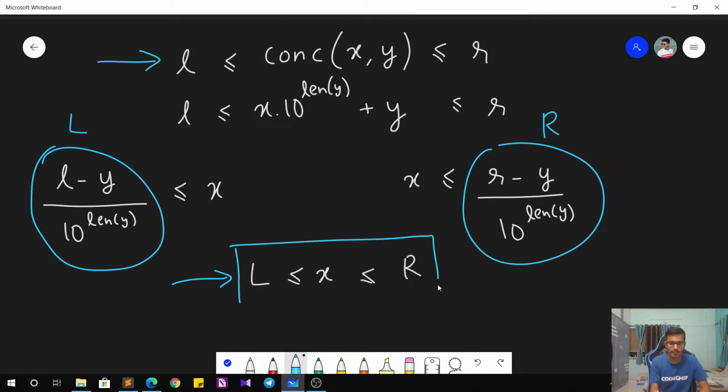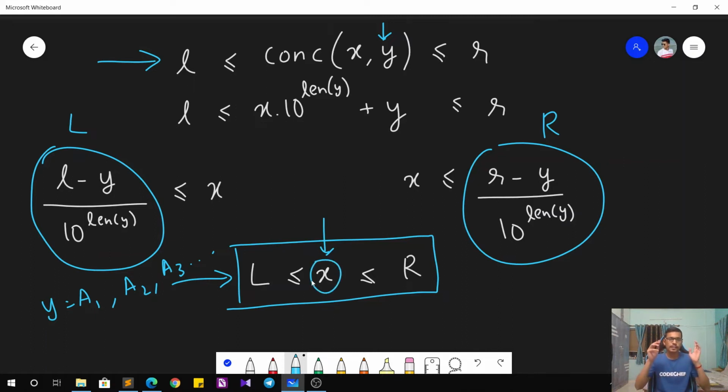For this inequality, you have to calculate the total number of x for all possible y. First you fix y as a1, then as a2, then as a3, and so on. Keep on varying y, and for each y calculate the total number of x possible, and that is basically the total number of pairs, because you are fixing one of them and calculating the total count of possible other values. That is going to be our answer.